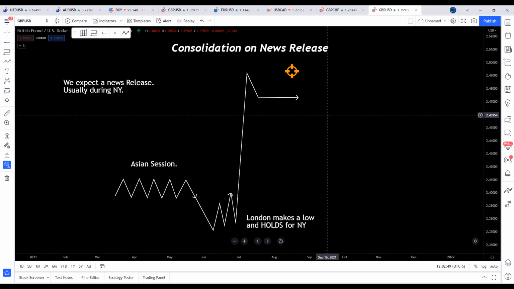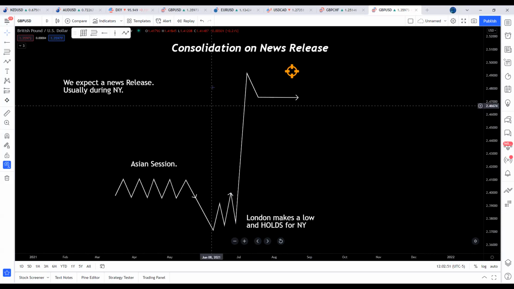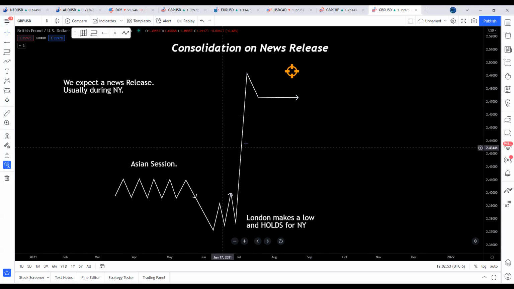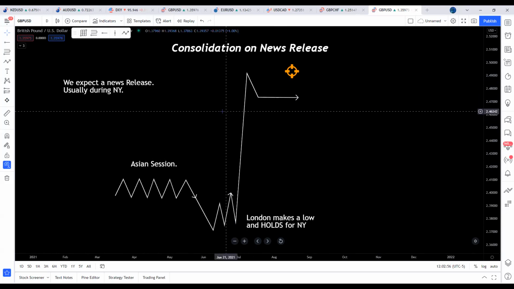No, you don't. Remember, we don't look at trends. What we look at is where liquidity is, right? Liquidity will be moving in a certain direction. Order flow will be moving in a certain direction.